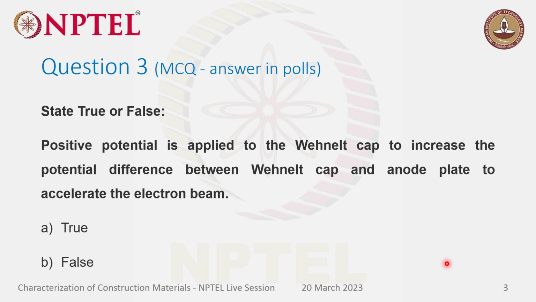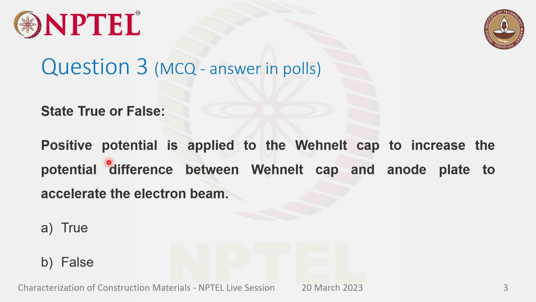If you're using a mobile phone, there will be 3 dots near the screen. If you click that, you'll reach activities, then you should go to polls and give your answers. Question 3 is already launched in polls. The question is on positive potential. It's a true or false question.